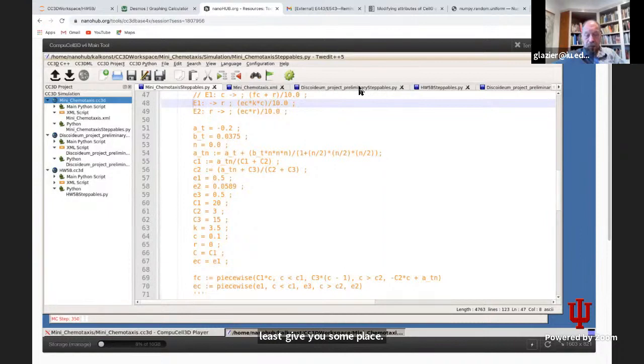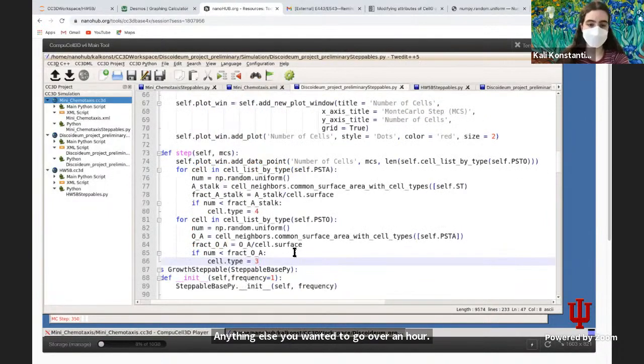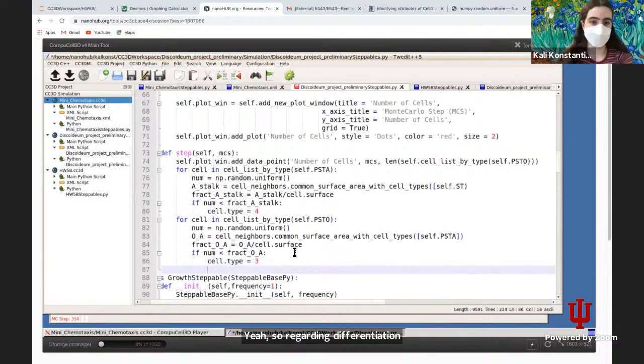Okay. Anything else you wanted to go over now? Yeah. So regarding, please, go ahead. Cell differentiation, it was one of my other goals for this week.